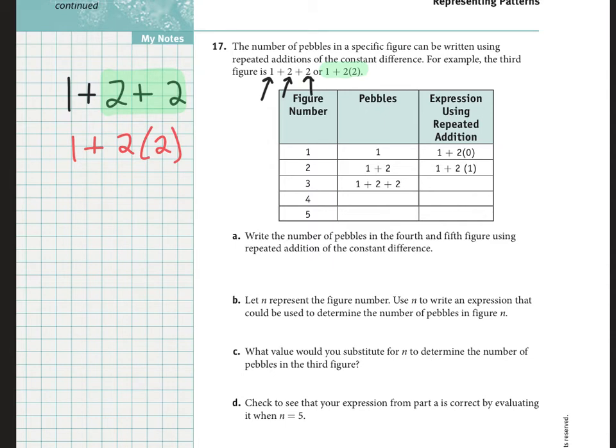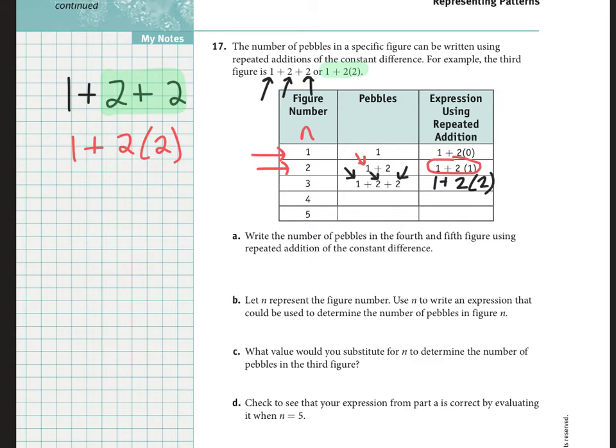Okay, so if we look into the table here, and again, the figure number is n. In the first row here, in figure 1, we only had 1 pebble. But in figure 2, we had that same 1 to start with, but then they added 2. So here we can see it was written as 1 plus we added 2 one time. In the third row, we had the 1 original, then we added 2 again to get the second row, and then we added 2 a second time. That's why we said it can be written as 1 plus 2 times 2.